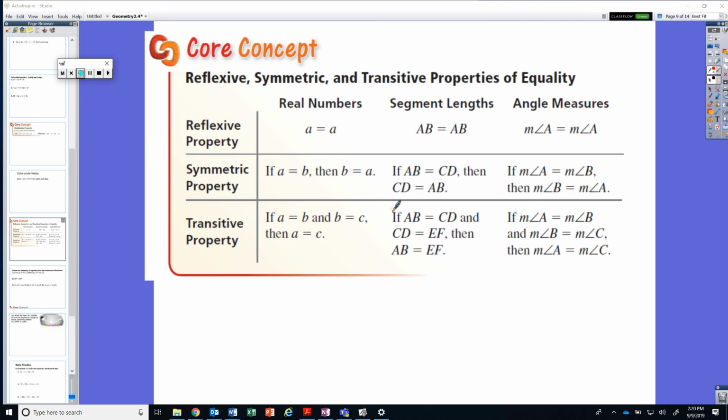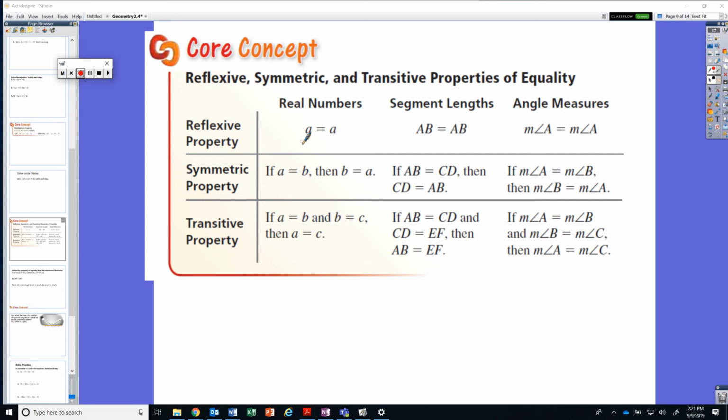But because of the nature of geometry and knowing why we are making the decisions that we are making, you have to know a little bit more about these properties than maybe what your Algebra 1 teachers had mentioned to you. So let's think about the reflexive property first and foremost. The reflexive property is one that we use as frequently as anything else.